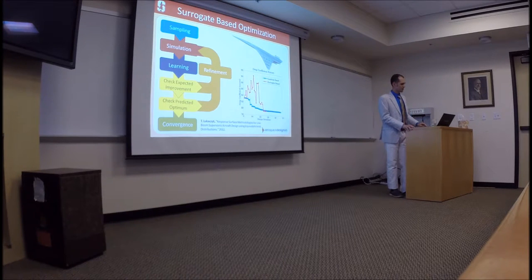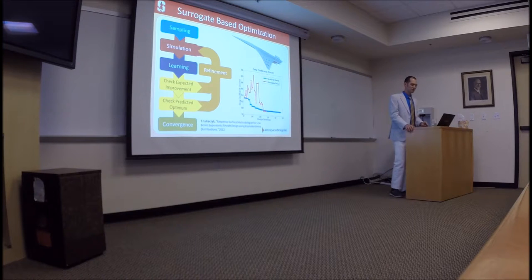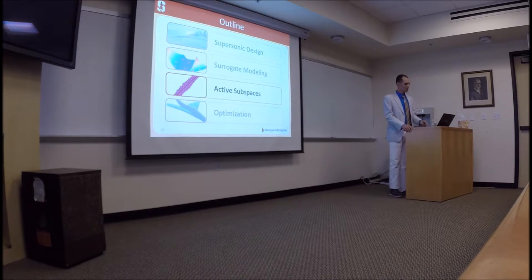Despite these developments and being able to use gradients to inform the surrogate model, I still was not able to breach the curse of dimensionality. I was stuck in 10 dimensions for my model, and so I needed a new strategy, a new set of tools. This is where active subspaces came in, and it's the next part of my talk. In this part, I'll show you how I found and used reduced dimension active subspaces for supersonic design problems, in effect, breaching the curse of dimensionality within surrogate-based optimization.